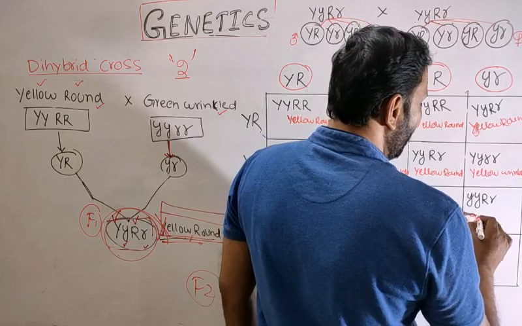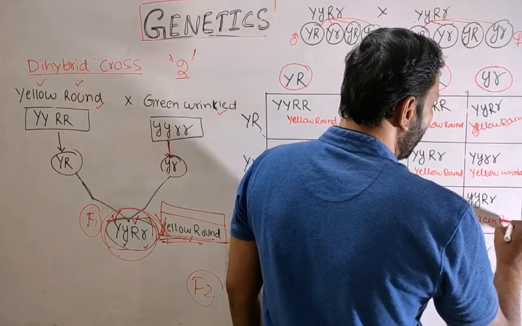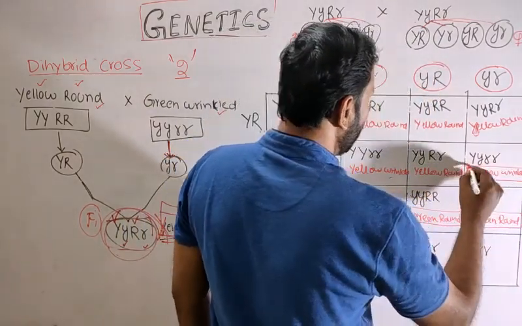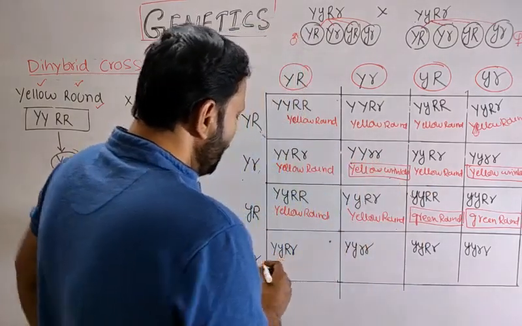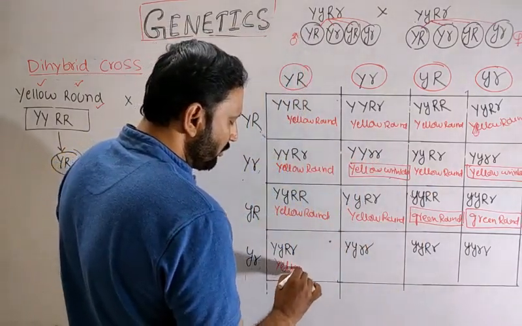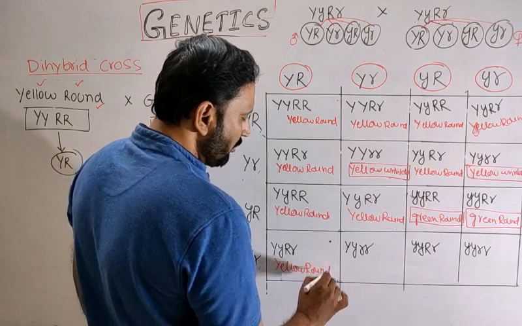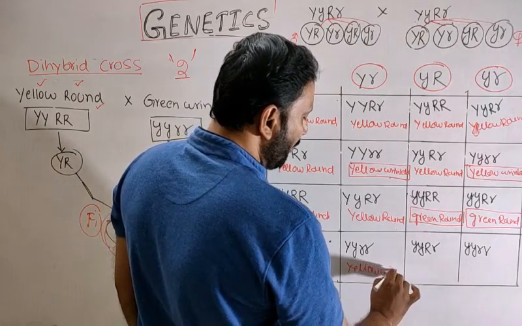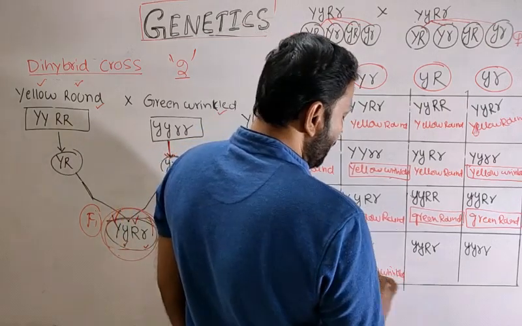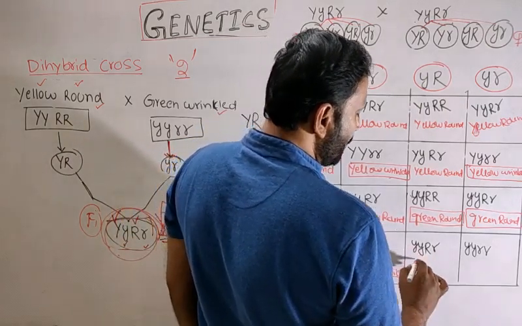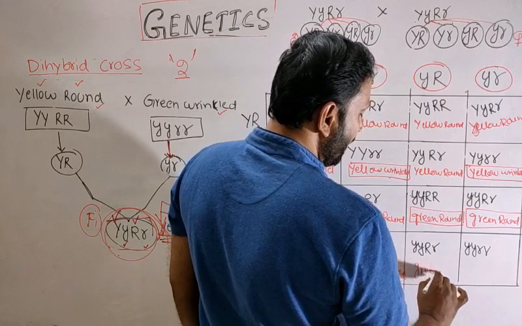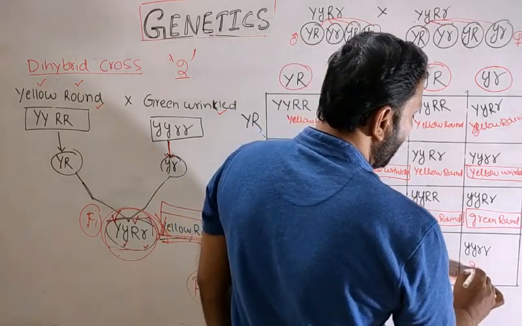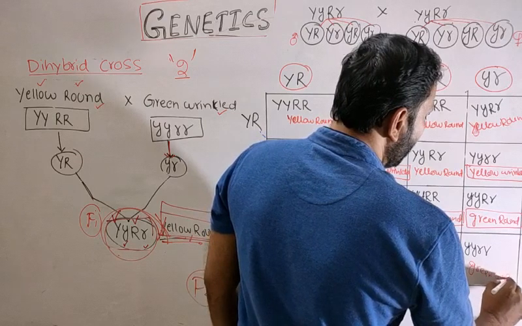Recombinant, and green round, it is also a recombinant. Yellow wrinkled is also a recombinant. Next, this is yellow round, and this one yellow wrinkled, recombinant. Next, this one is green round, recombinant, and finally green wrinkled.